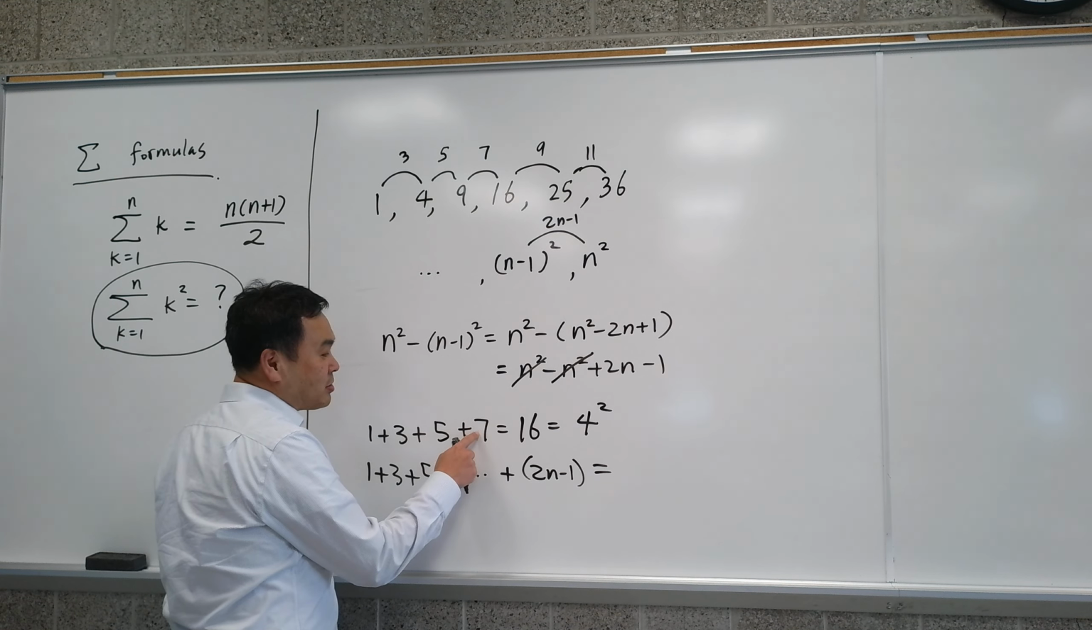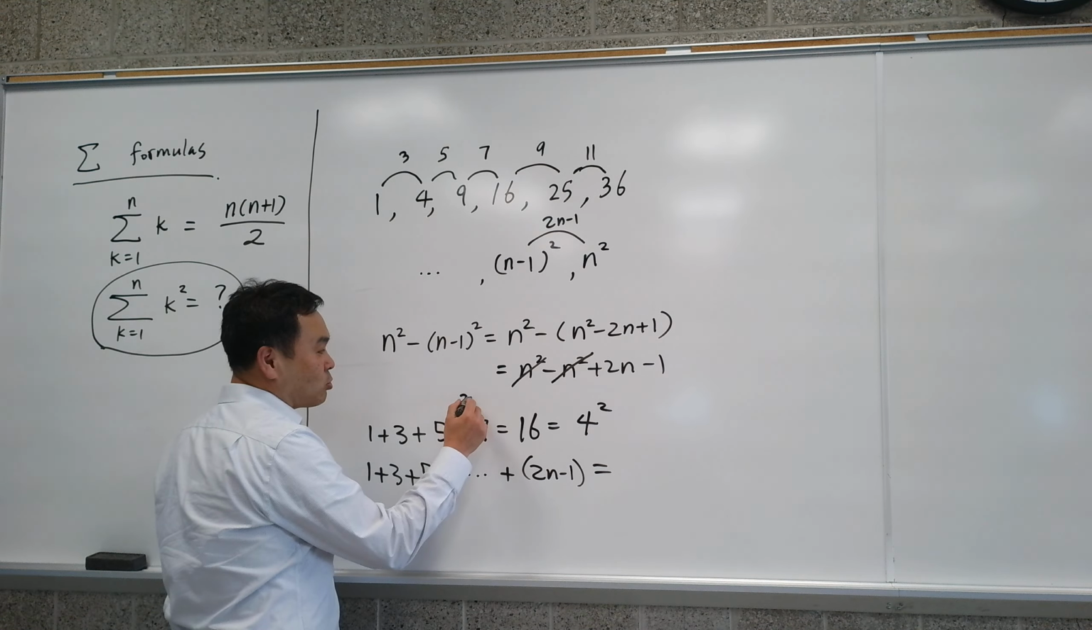All right, so what is n for this guy? If 2n minus 1 is 7, n is 4. 4 times 2 minus 1 is 7, right? So n is 4, and you get 4 squared.